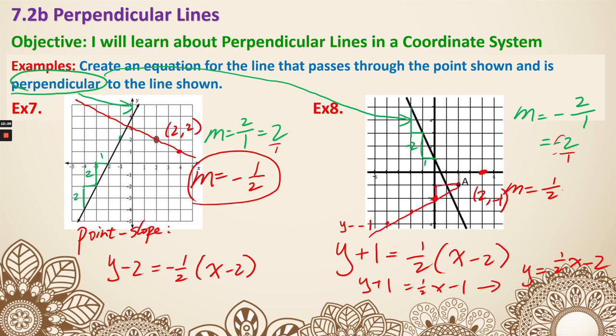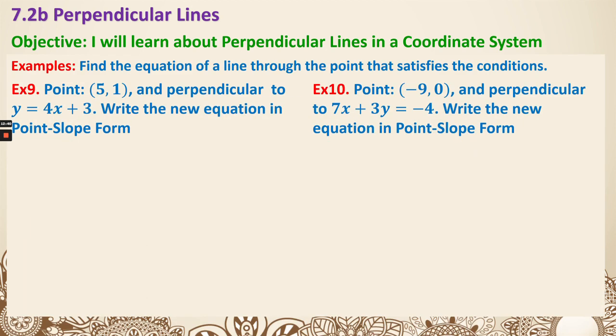I can easily graph this new line to be like that. That is the perpendicular line, and we also have found the equation, both forms, point-slope form and the slope-intercept form. That is example 8. Moving on, example 9 and 10.